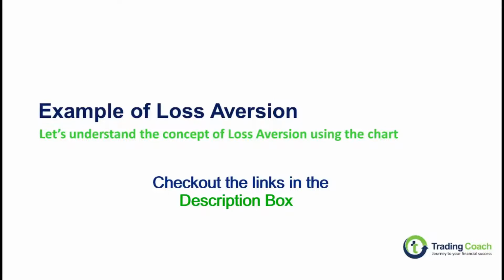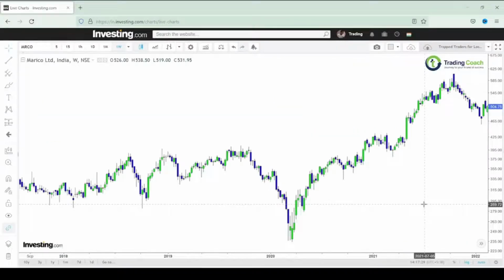All right, now let's move on to the chart. Let us understand the concept of loss aversion bias using this specific chart. Right now I'm looking at Marico Limited on the 1 week time frame. If you look at this chart, we can see that exactly from this particular point till here, we have a nice uptrend. Let us say you found this stock exactly at this specific point. What many traders and investors might have done is, they might have bought the stock.